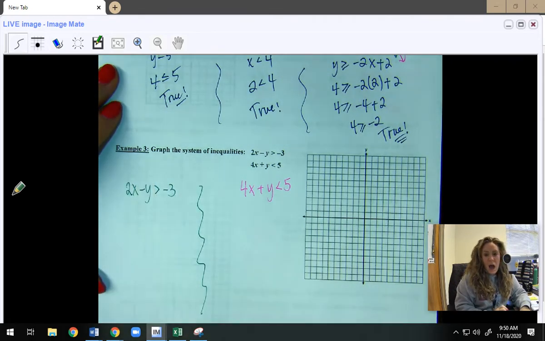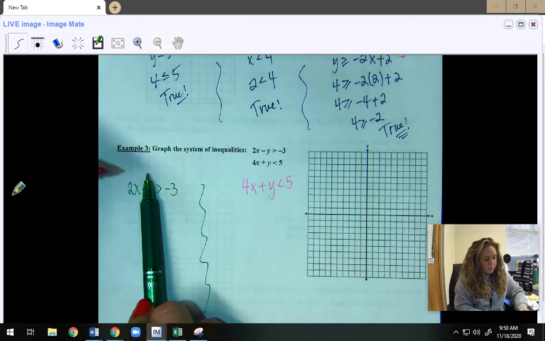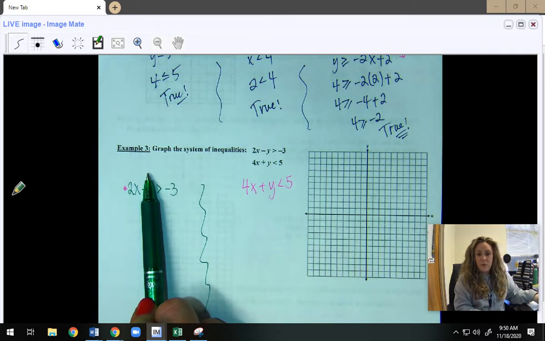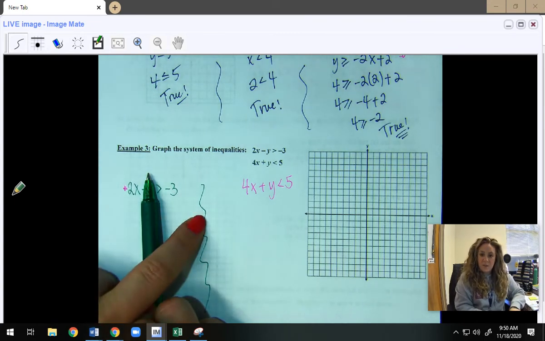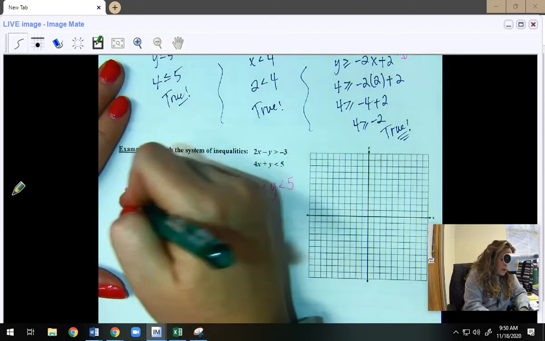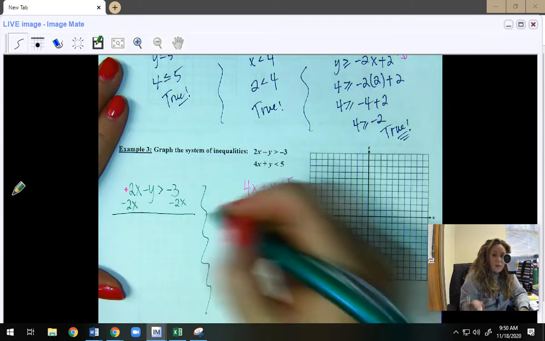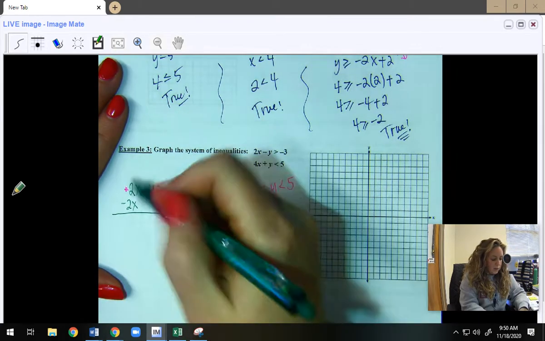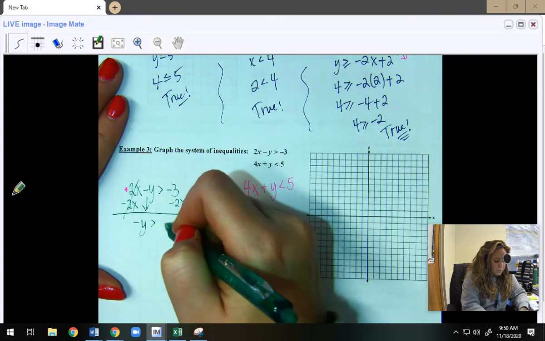Okay, so the first thing I'm going to do is graph this. I'm going to try and get y by itself, so I'm going to cover it. What I notice here is that this x does not have a sign in front of it, so therefore it's a plus. If I want to move it to the opposite side of the equal sign or the inequality, I have to use the opposite sign. So minus 2x, minus 2x. This cancels. Minus y comes down.